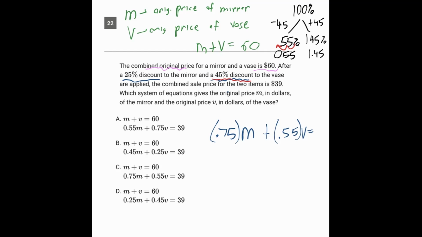And the discounted price, the combined sale price for these is 39. So we have 0.75M plus 0.55V equals 39. That matches this one right here. And M plus V is 60, which also matches. So the answer for 22 is C.